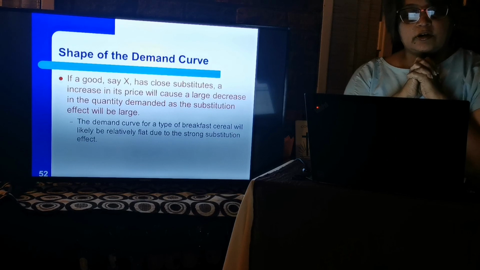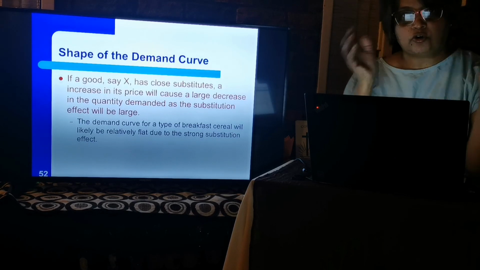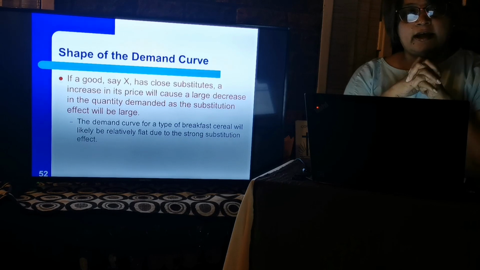The shape of a demand curve will be the next part, and we will then conclude this module 3, and I'm looking forward to giving you more information about these two effects.